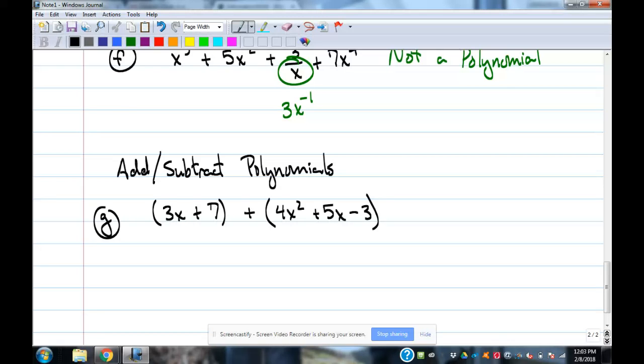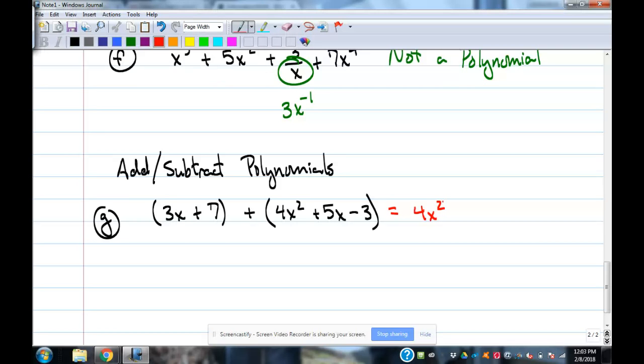What are the like terms? 3x and 5x go together, right? The 4x squared, why is it not like the 3x? It's got an exponent on it. So remember, to be a like term, you got to have the same exponents with the same variables to be able to put them together. So the 4x squared doesn't have anybody like him, so we're just going to copy him down.